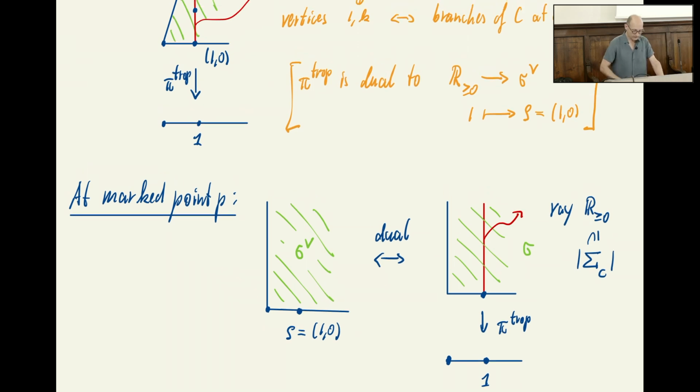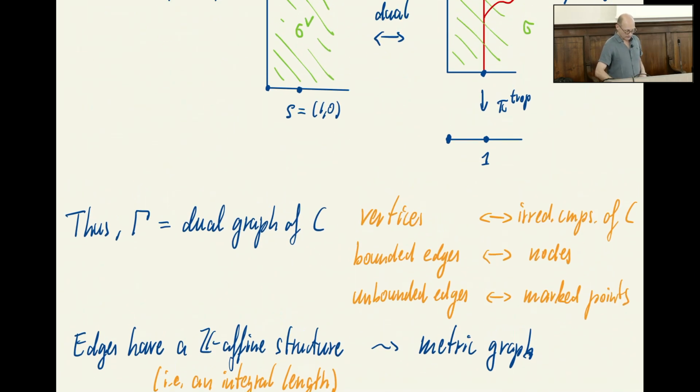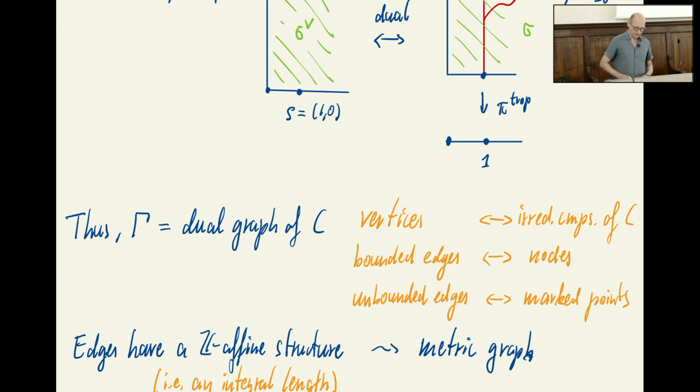So what is the situation at marked points? It's a little easier, right? The rho now is at the boundary. We still get a projection, but being at the boundary means that the corresponding fiber over 1 becomes unbounded. So it's an unbounded ray. So we see that gamma is the dual graph of C. The vertices correspond to irreducible components, the bounded edges to the nodes, and the unbounded edges to marked points.